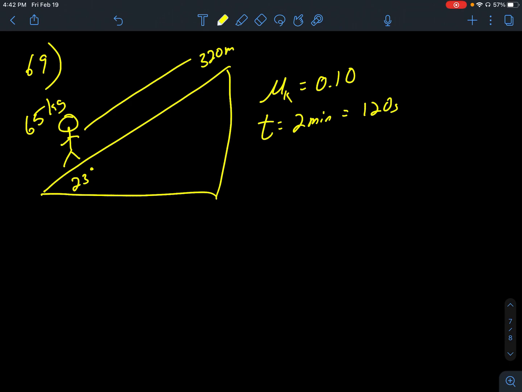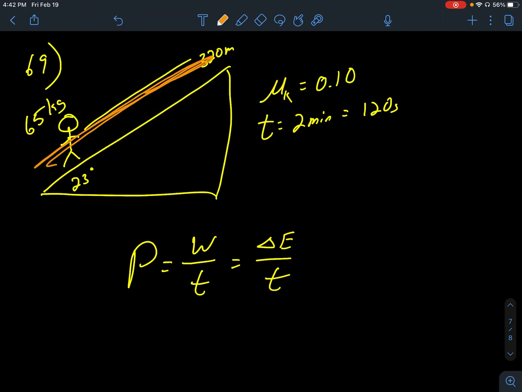So it's a power problem where it's work over time or change in energy over time. Now, some people say, well, Mr. Ford, can't we just figure out this vertical height and say it's going from no gravitational energy to a bunch of gravitational energy and just do it that way? Only if we weren't including friction. Because there is a frictional force that we're doing work against, unfortunately. So we can't do it that way. We have to actually go up this direction, this path.